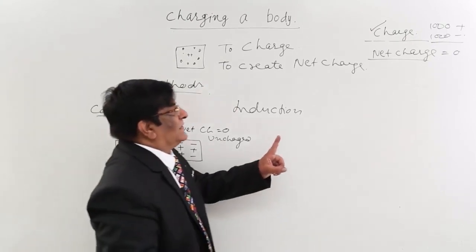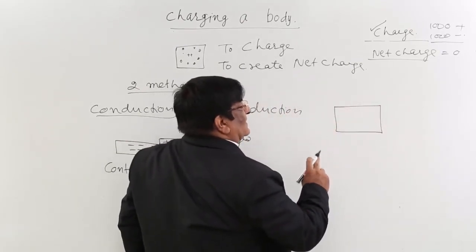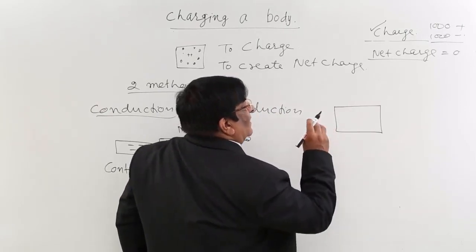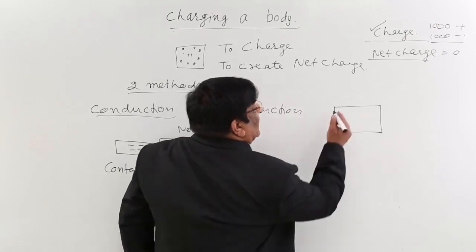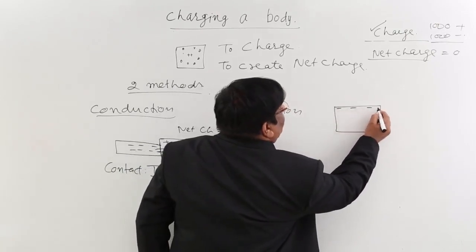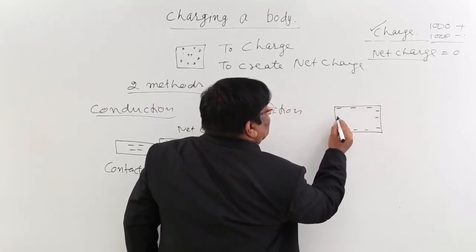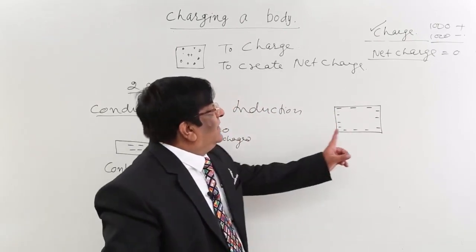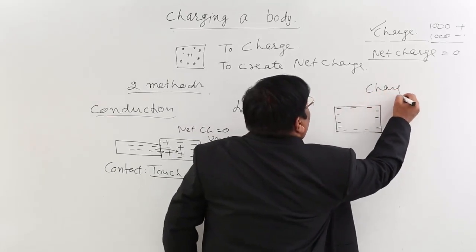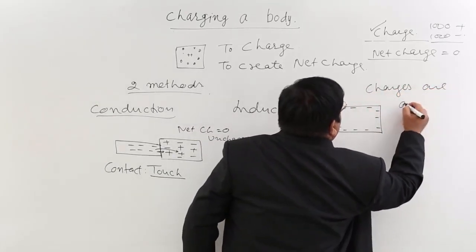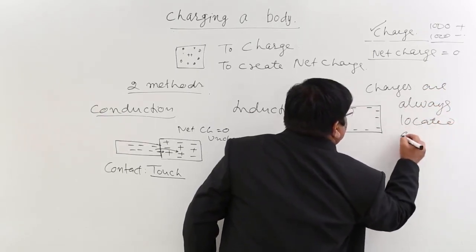Here once again I tell you another thing. This is a body, it has excess negative charges and the negative charges are repelling each other because they are similar in nature. So where do they go? The answer is they all go to the surface. It's a very important question: in a conductor which is negatively charged, where are the charges located? The answer is charges are always located at the surface.